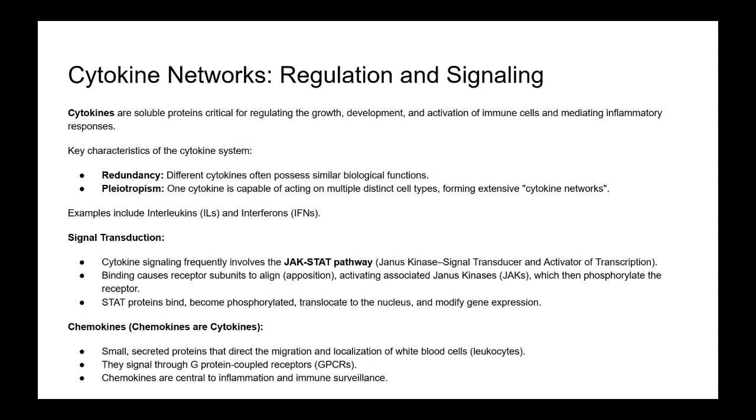Cytokines are soluble proteins that are essential for regulating the growth, development, and activation of immune cells, as well as mediating inflammatory responses. Chemokines, also known as chemotactic cytokines, are small, secreted proteins that signal through G-protein-coupled receptors to direct the migration and localization of white blood cells. These chemokines play a crucial role in immune surveillance, inflammation, and disease processes such as cancer. Interleukins and interferons are also examples of cytokines.